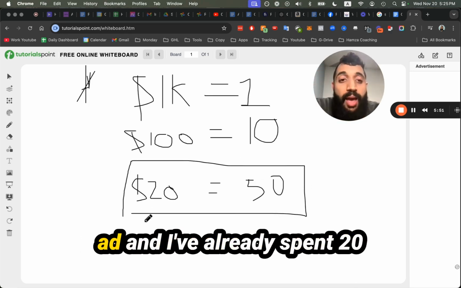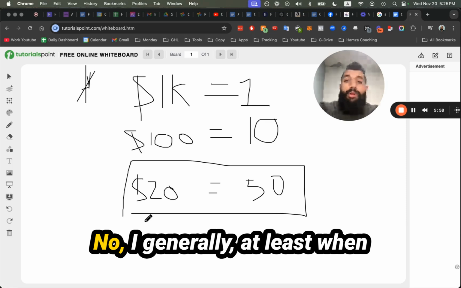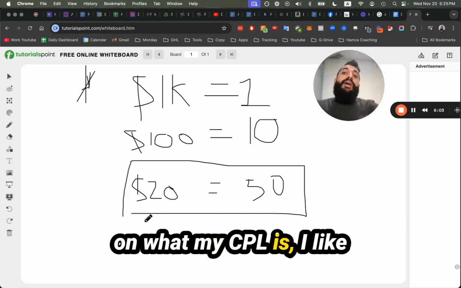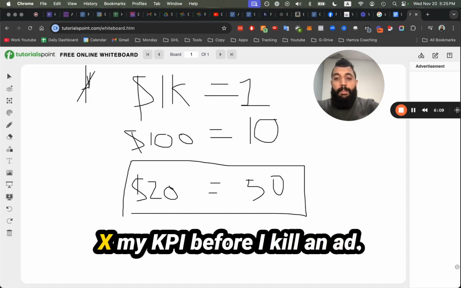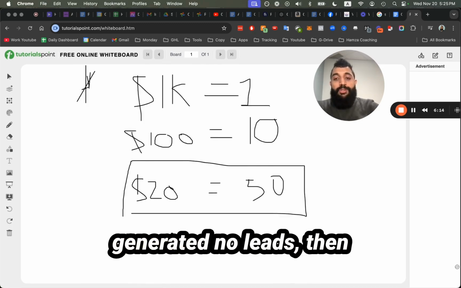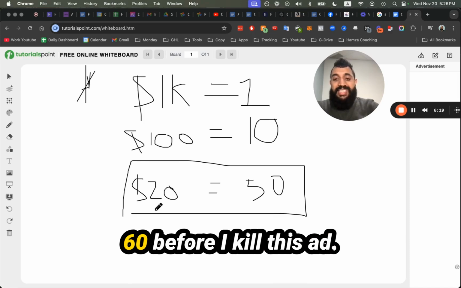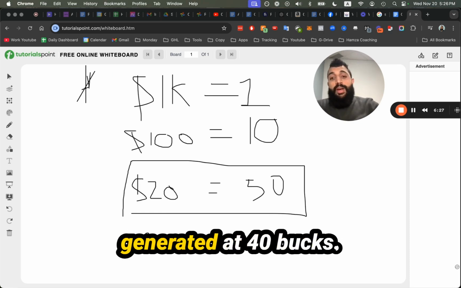So now imagine I'm running an ad and I've already spent $20 and I haven't generated a lead. Does that mean I should kill the ad? No. At least when an ad is brand new, depending on what my CPL is, I like spending at least 2 to 3x my KPI before I kill an ad. So for example, if I've generated no leads, then I'm going to spend $40 to $60 before I kill this ad.